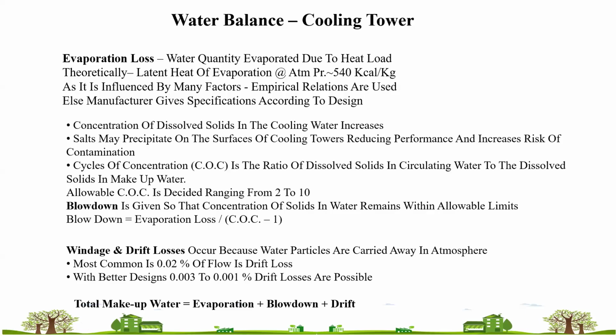And how is blowdown calculated? Blowdown is calculated as evaporation loss divided by COC minus 1. If your COC is 5 and the evaporation loss is, let's say, 2 m cube per hour, then 2 divided by 5 minus 1, which is 4, gives 0.5 m cube per hour of blowdown to be given to the system. Blowdown can be given, say, once a day. Blowdowns are given to maintain the salts or dissolved solids in the circulating water.